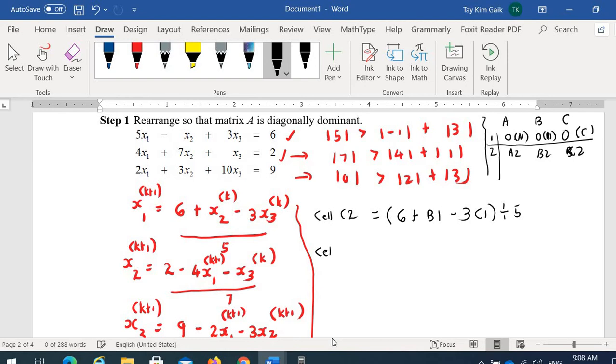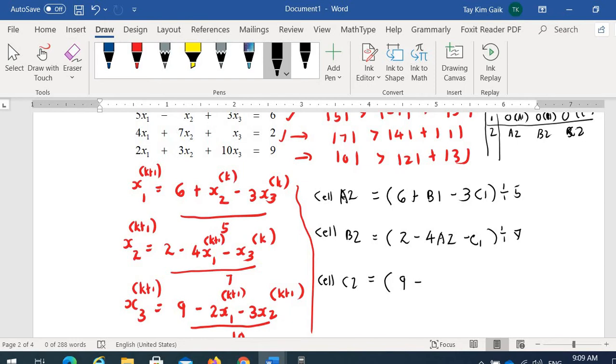This is cell A2. This cell B2 is to calculate x2, so equal, 2 minus 4 x1 plus 1, the new x1, which is stored in A2. So 4 A2. x3 is still the old one, so C1 divided by 7. Then cell C2 equals 9 minus x1 at k plus 1.